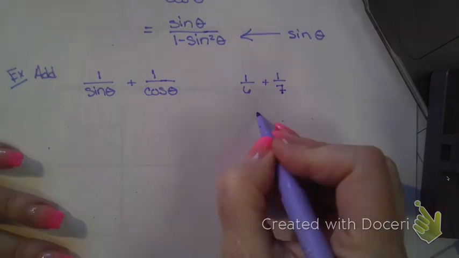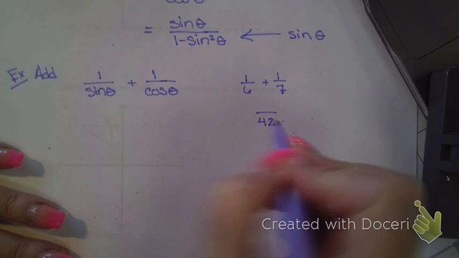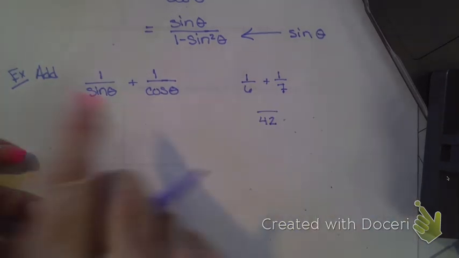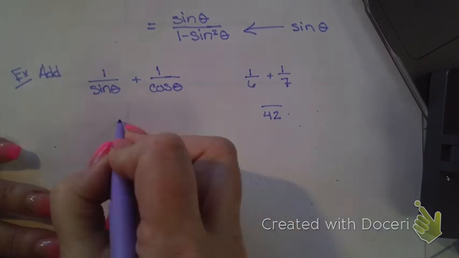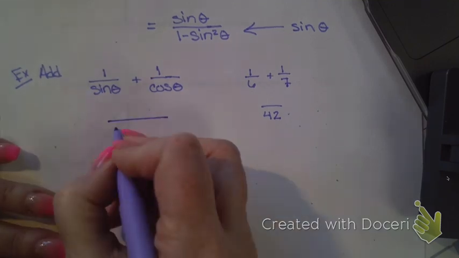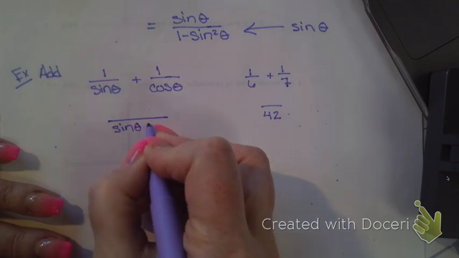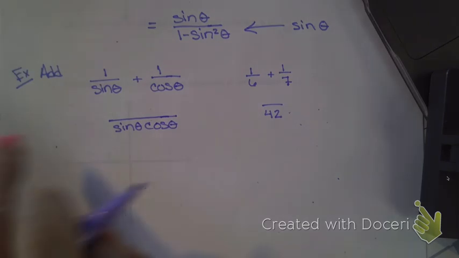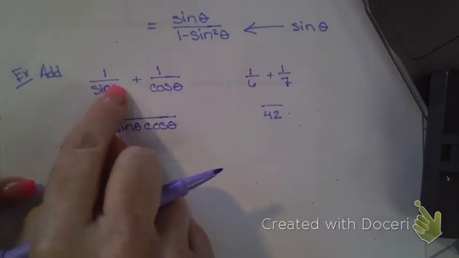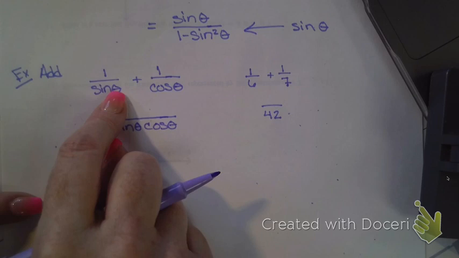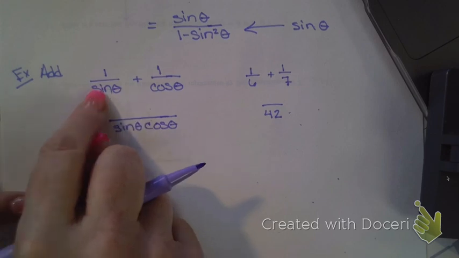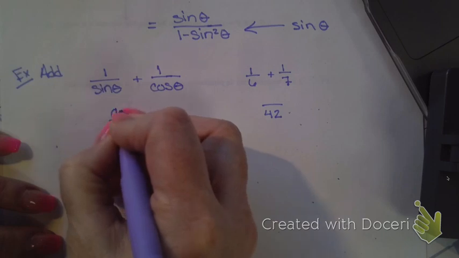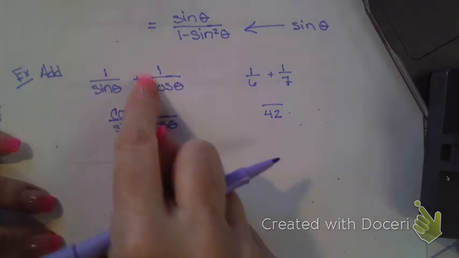My common denominator would be 42 because they don't have any common factors, right? So I multiply them. So my common denominator is going to be sine cosine. Correct? So what is the left going to turn into? What do I have to multiply it by? Cosine. And what do I have to multiply the right by? Sine.